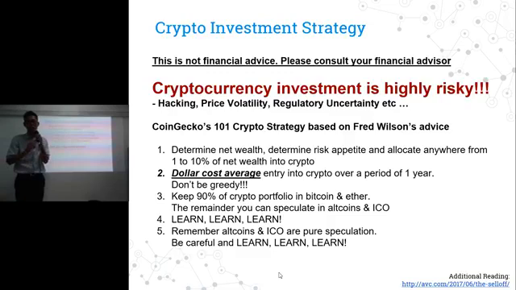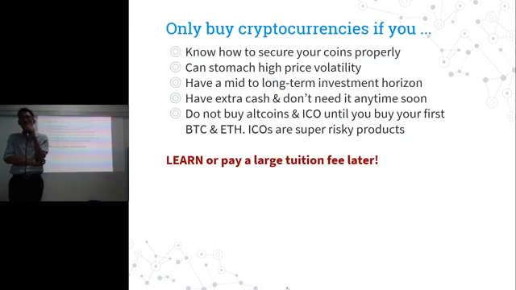So only buy cryptocurrencies if you know how to secure your coins properly. There's no point making 1,000% return or 20,000% return, whatever numbers, if you don't know how to secure your coins, and within an instant, you can lose them all when an exchange gets hacked. Only buy cryptocurrency if you can stomach high price volatility. It's very common for price to go up and down 50%.